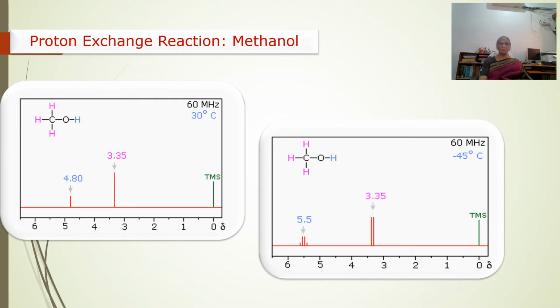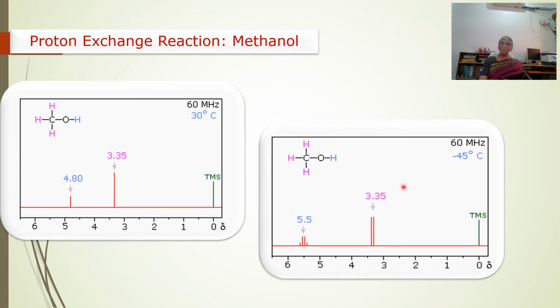These are the two NMR spectra of methanol which are recorded at two different temperatures. The first spectrum is recorded at 30 degrees centigrade and another spectrum is recorded at minus 45 degrees centigrade. And here also we see that the signal from the hydroxyl proton is at 4.80 ppm, but it is a singlet. It means it does not couple with the three methyl protons. And why is it not coupling with the methyl protons? Because of the rapid exchange of the hydroxyl proton among the molecules.